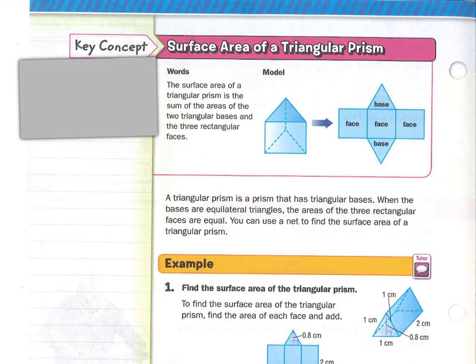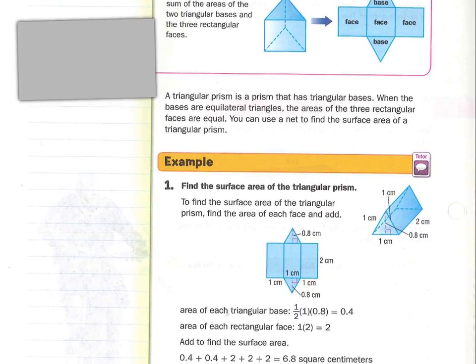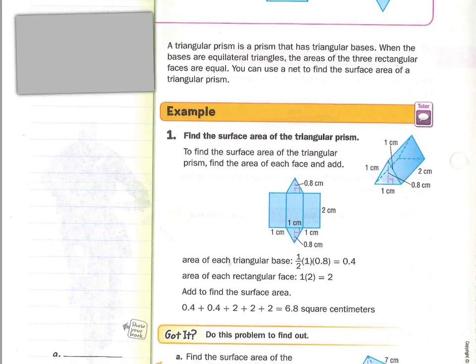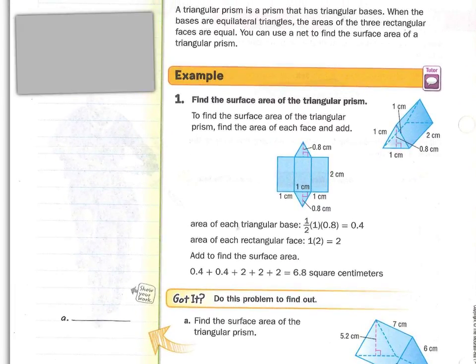You can use a net to find the surface area of a triangular prism. The net is like a folded out model of the prism, and you'll see 2 triangles and 3 rectangles. Let's do an example. Let's find the surface area of the triangular prism. This is the prism. To find the surface area of the triangular prism, find the area of each face and add them. So it's just like when we did the rectangular prism, except this time we have 2 triangles that we need to find the area of and 3 rectangles.